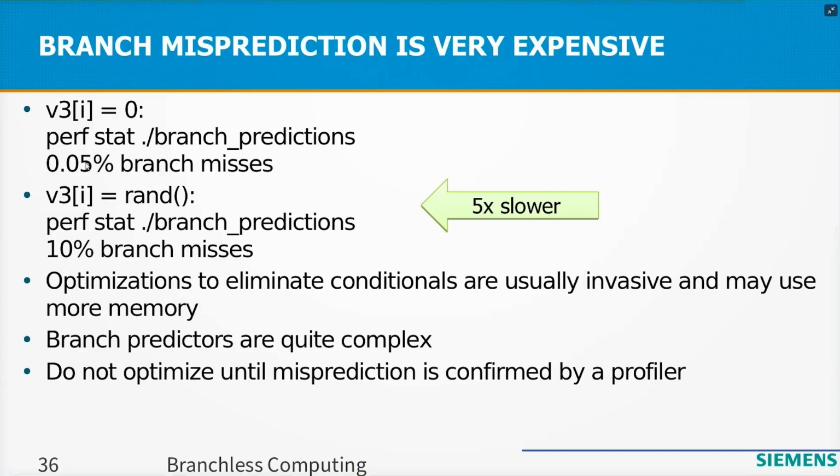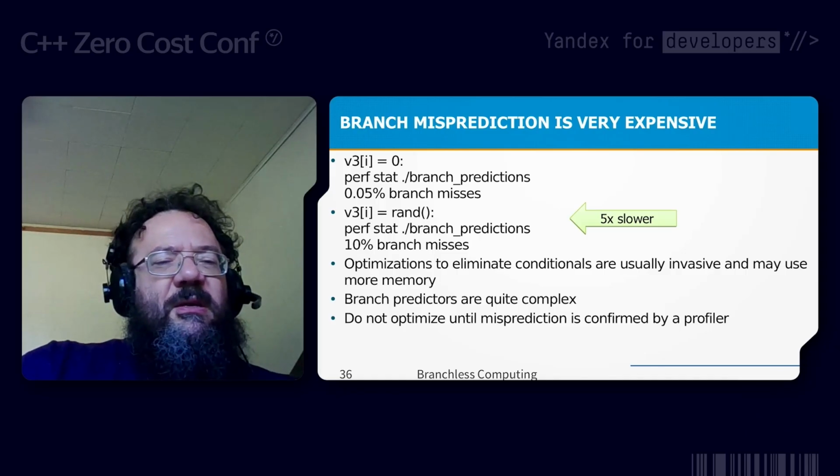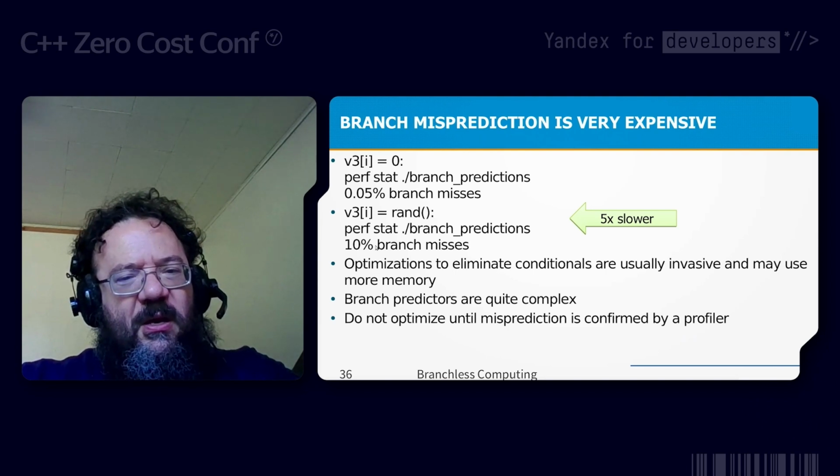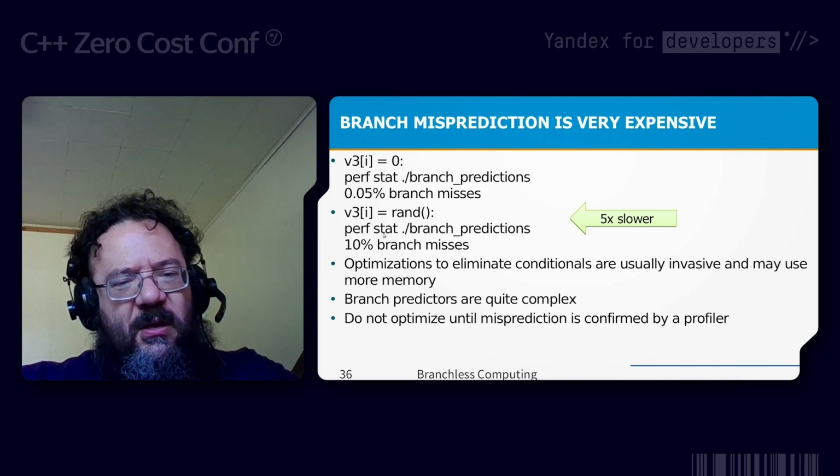Branch misprediction is really expensive. On a good program, you will see less than 0.1% branch misses. 10% is very bad. It's really slow. You rarely see more than 10%. So if you see anywhere like 5%, 2%, it doesn't seem like much, but trust me, it's a lot. On the other hand, optimizations that are designed to improve this metric and eliminate branch mispredictions are usually difficult, invasive, complex, hard to do, and may cost you more memory.